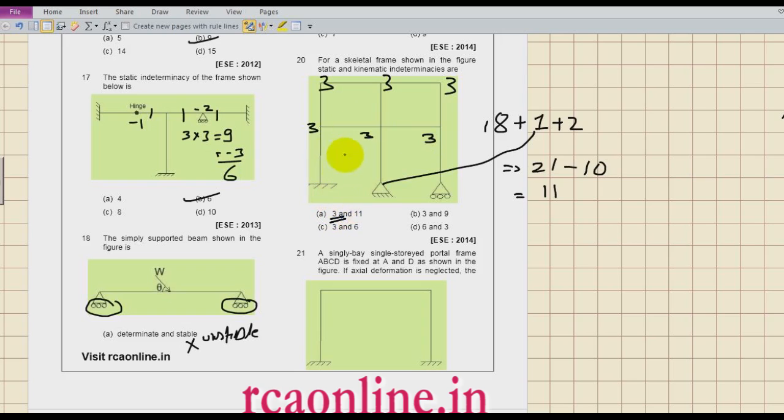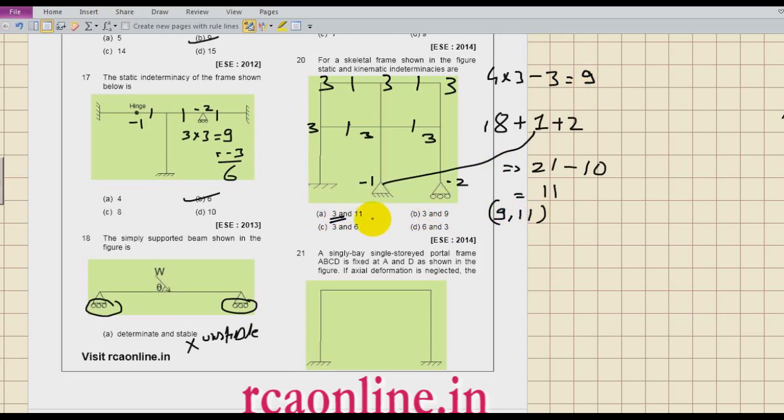If you see the static indeterminacy, then what is the static indeterminacy? You make 4 cuts. So you have 12. 4 into 3, 12. Minus 1 for the hinge and minus 2 for the roller. So minus 3. So how much do you get? You get 9. So what should be the answer? 9 comma 11 should be the answer. It should not be 3. So make it 9 comma 11.